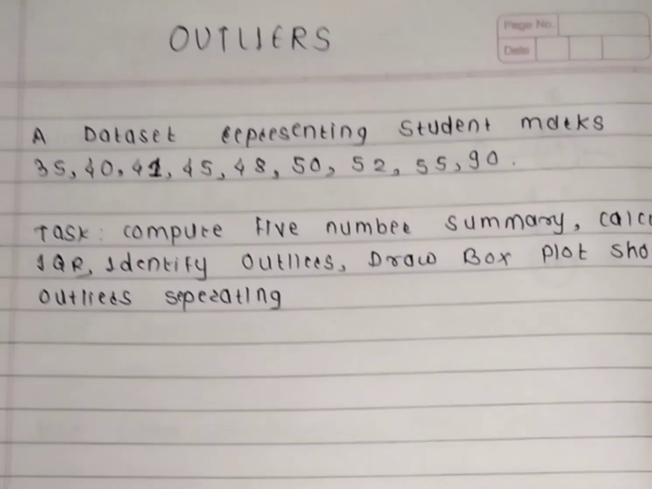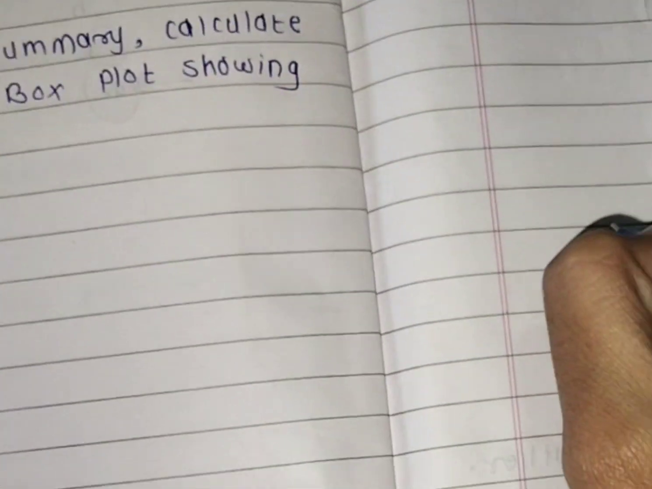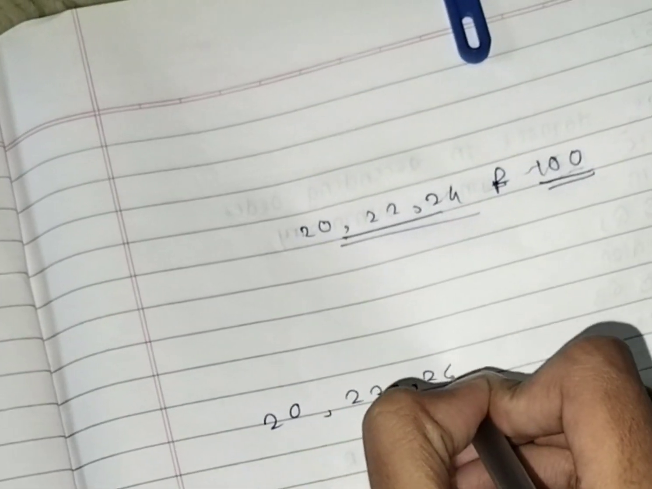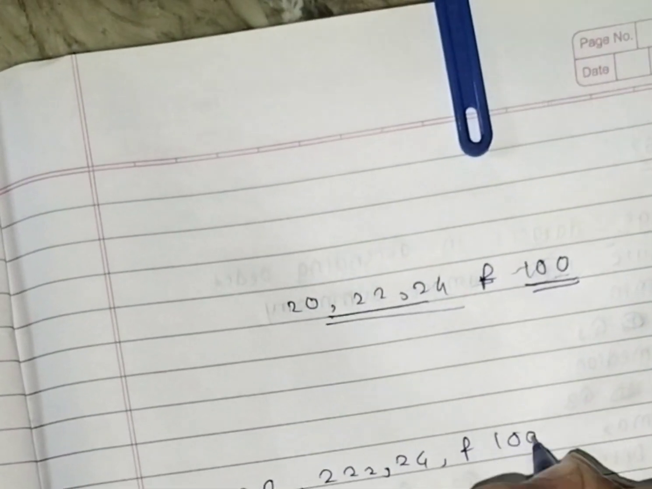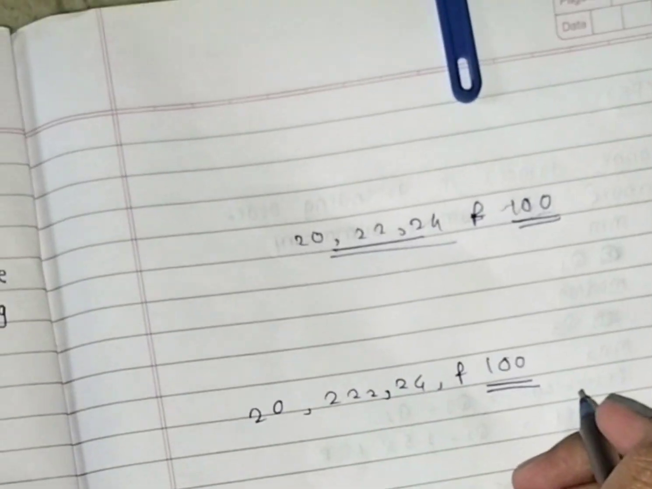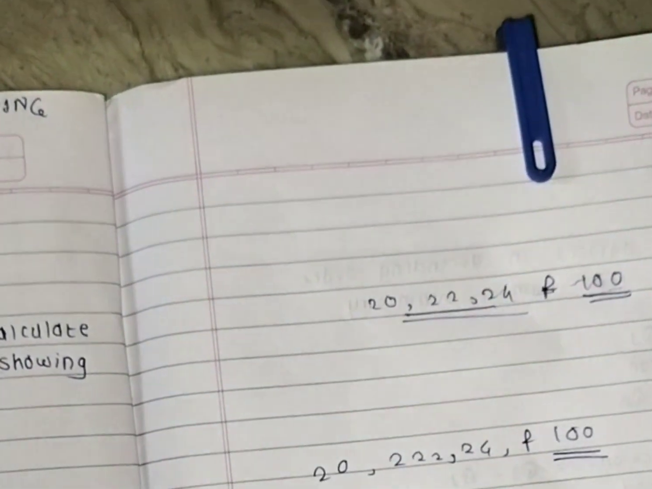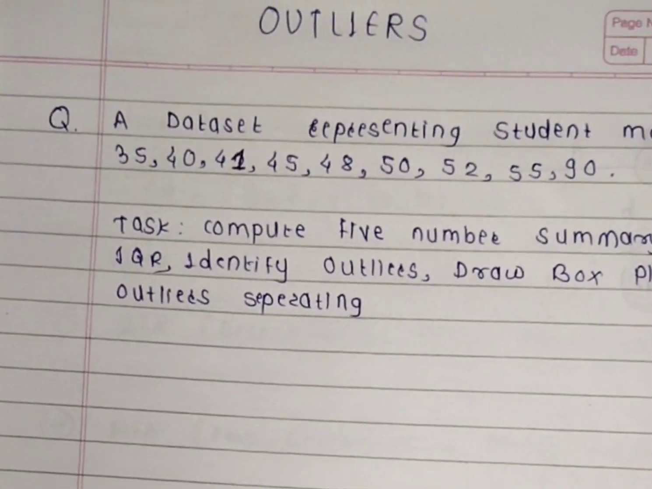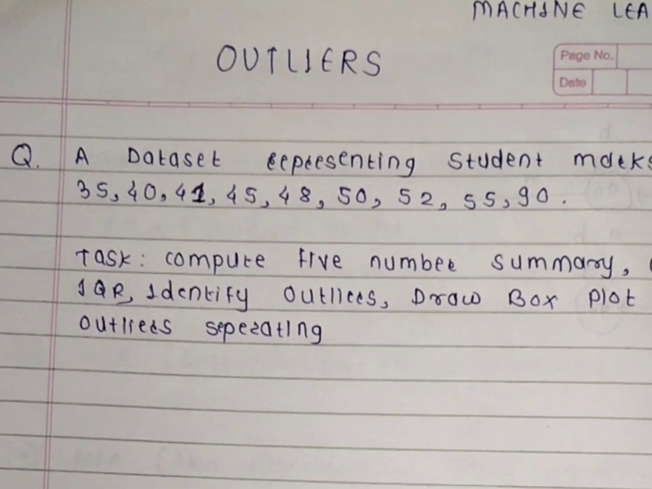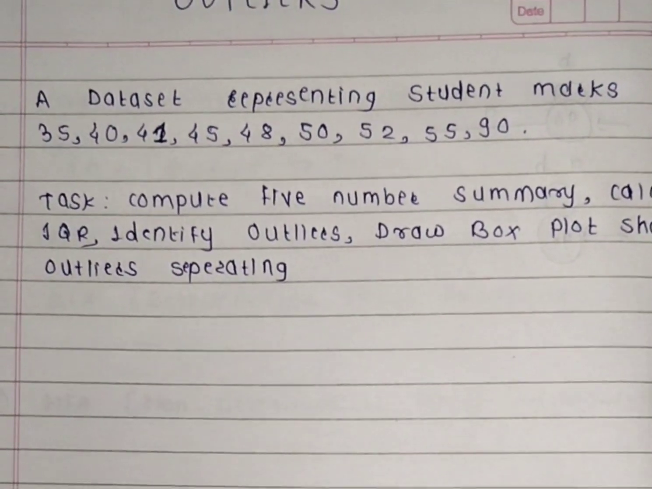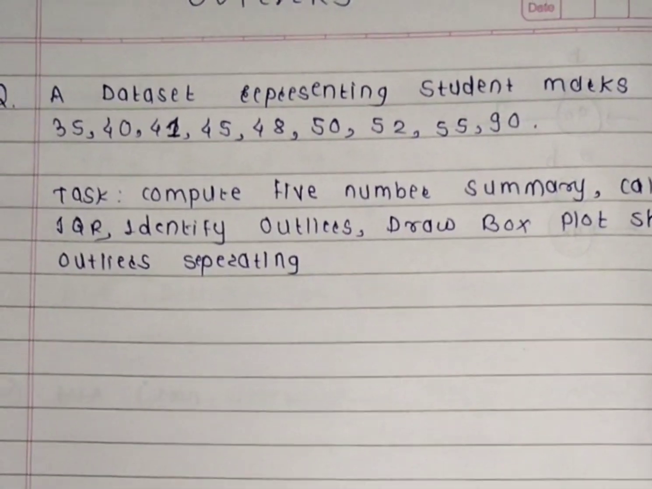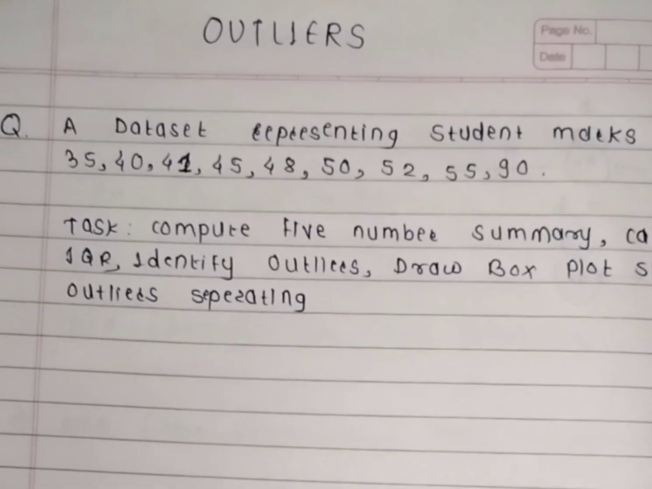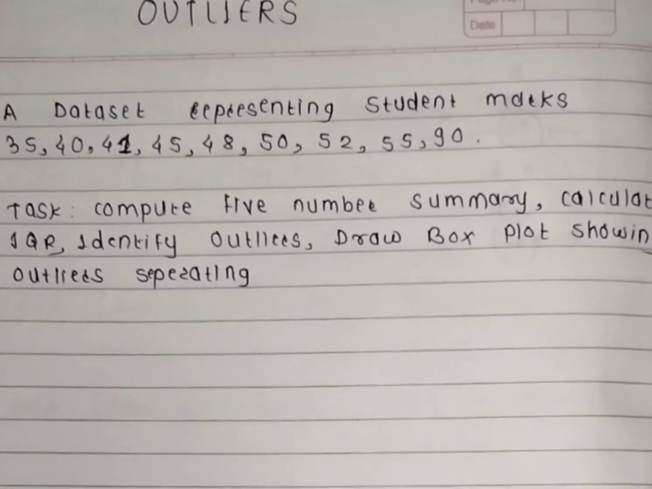set. For example, suppose we have an age data set: 20, 22, 24 and 100. In that, the 100 will be our outlier because it is very far away from the other values present in the dataset. Outliers can occur due to data entry mistakes, measurement errors, or any rare events. In machine learning, outliers are very important because they can affect the accuracy and also the performance of the model.